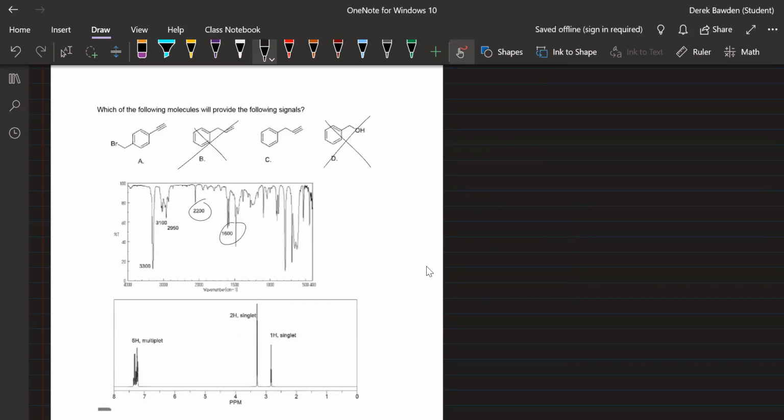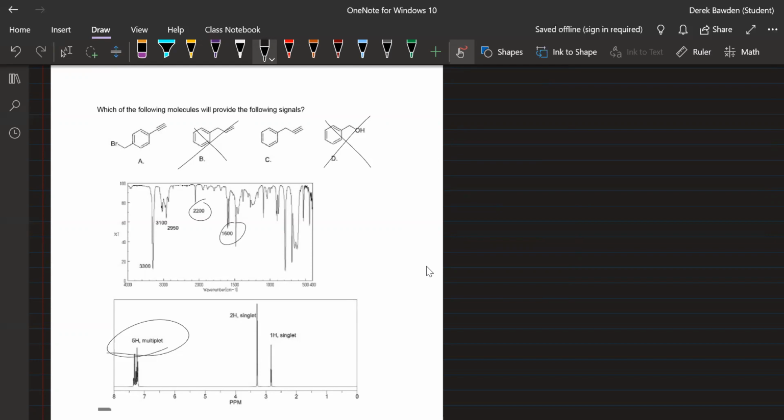So this 5H multiplet, do you guys know between 6.5 and 8, what does that represent? Little trick here: anything between 6.5 and 8 on an HNMR graph is a benzene ring. Any peaks between 6.5 and 8 is going to be your benzene ring. And when there's 5 hydrogens, you know it's mono-substituted. Again, between 6.5 and 8 is benzene ring. If it has 5 hydrogens, it's mono-substituted.